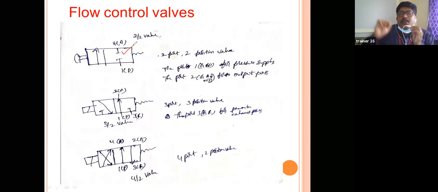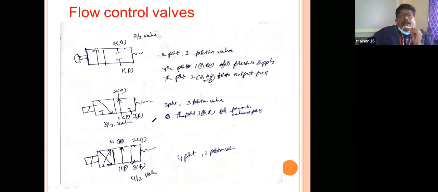That means when you push the button, the flow occurs. Again, when you push the button, the flow stops. Cut-off. That is the thing. Now, next one. Do you understand?